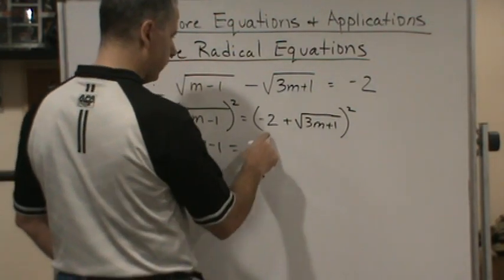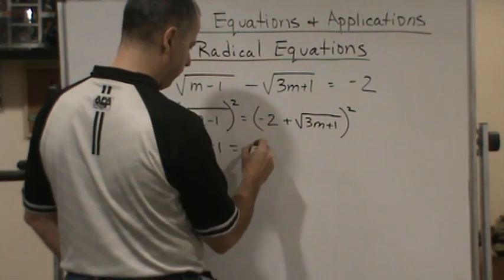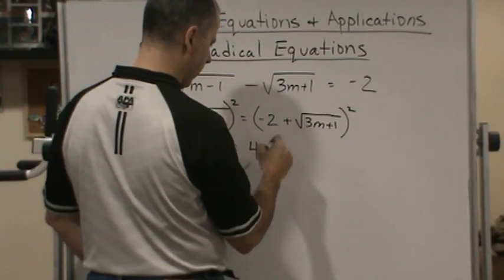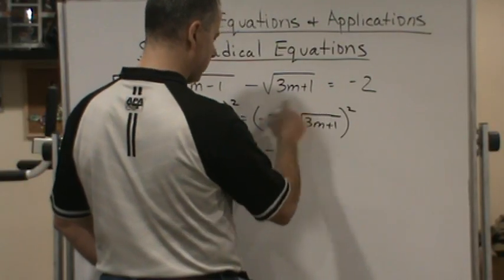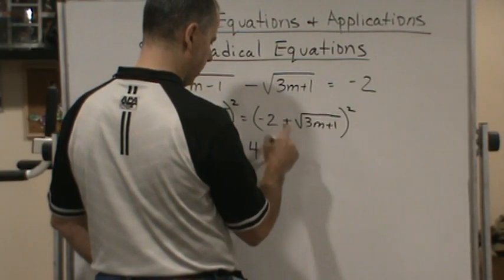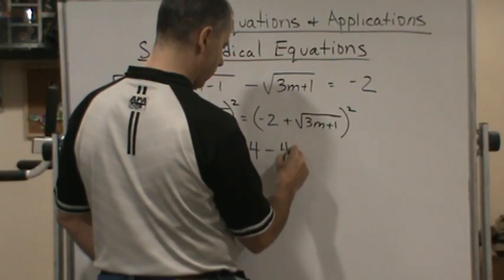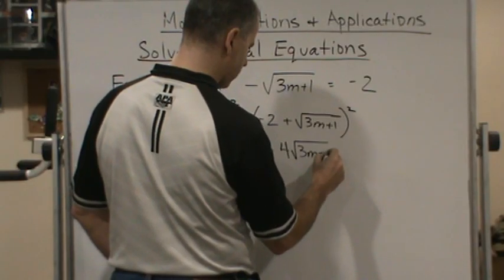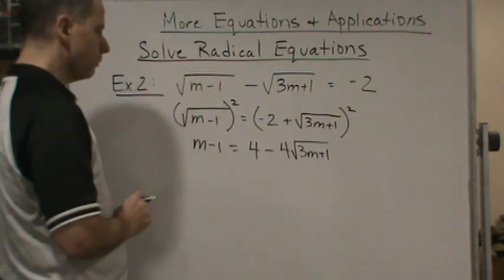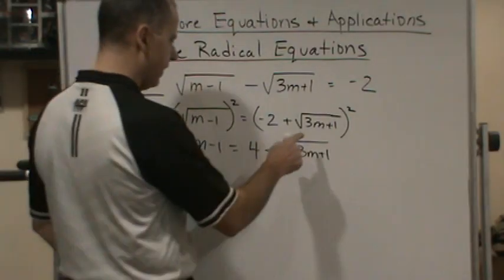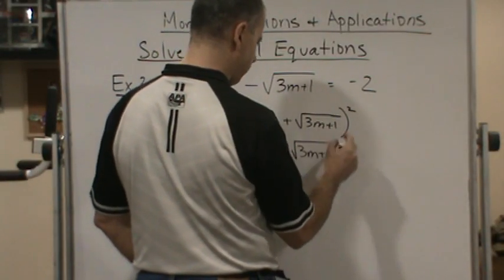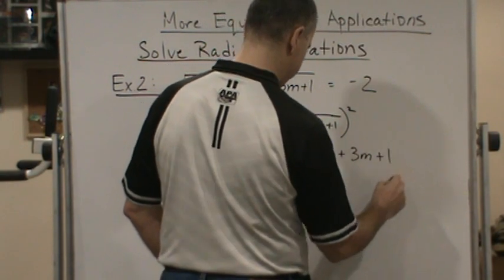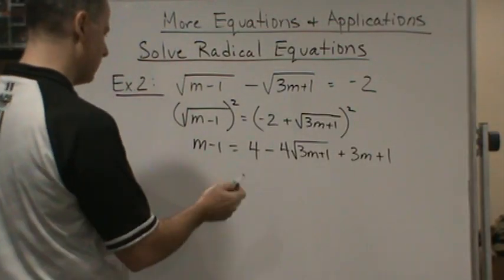Now over here, this is squaring, so we're going to get a 4, and then we're going to cross, right? So this is going to give us what? It's going to give us negative 2 times this, but it's going to double, right? We're going to get 2 of those. So this is going to be minus 4 times the square root of 3m plus 1. Okay, and then this squared is going to give us the third term, but this squared gives us what? 3m plus 1.